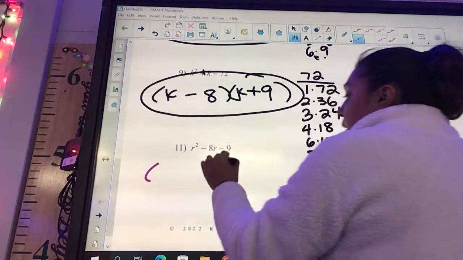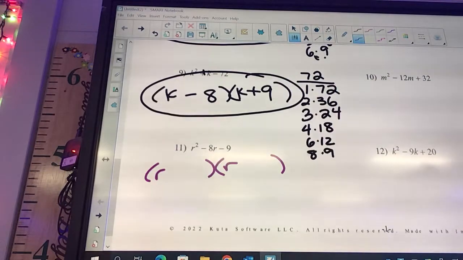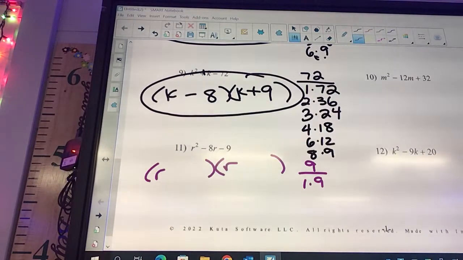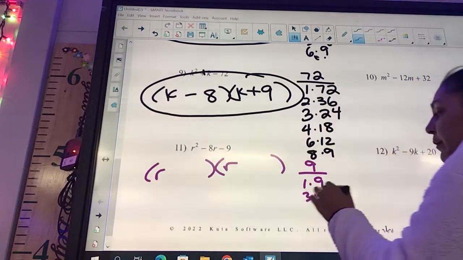Okay, we're going to draw our parentheses. And we're going to make a list of what number? 9. Okay, my first one's going to be 1 and 9. Does 2 go in? No. 3? 3 and 3. Okay, see it? Same thing. See how those are touching?